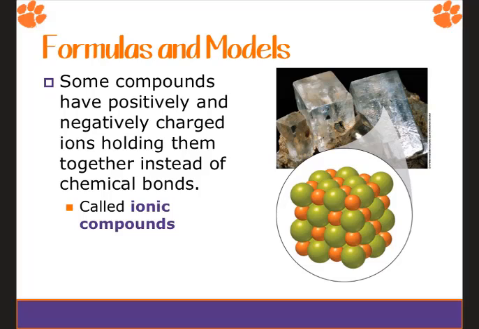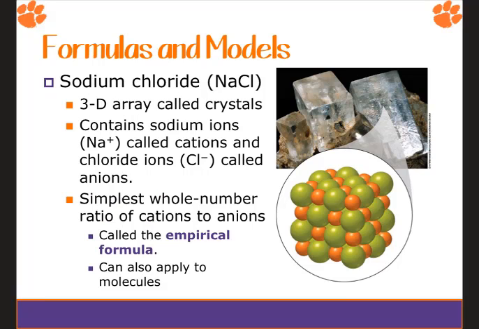Now, not all compounds show up as molecules. Sometimes compounds have positively and negatively charged ions, and that electrostatic attraction of the plus to the minus is what holds them together instead of chemical bonds. So these guys are called ionic compounds. Here we have a picture of table salt, obviously a really zoomed in picture, and this is what table salt would look like real close up.